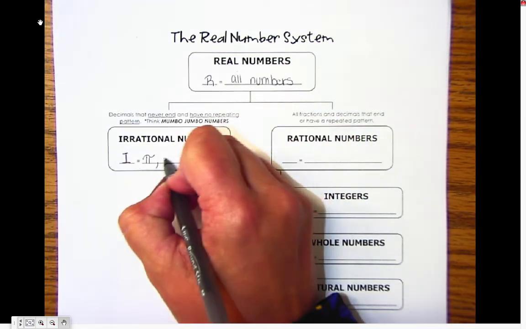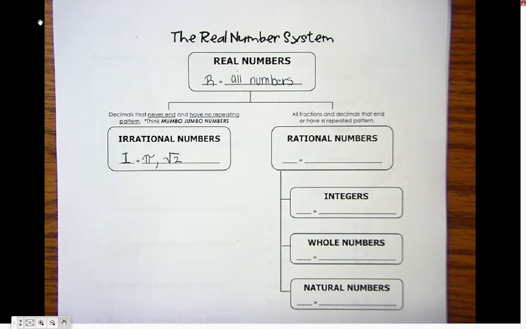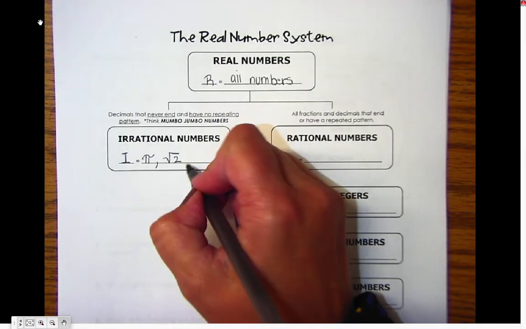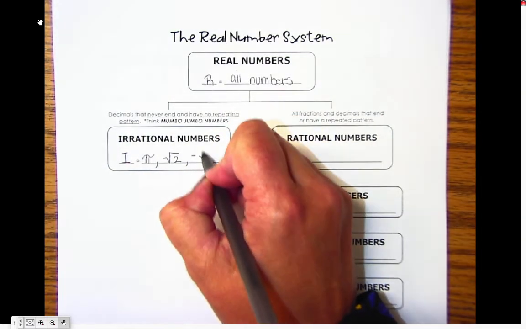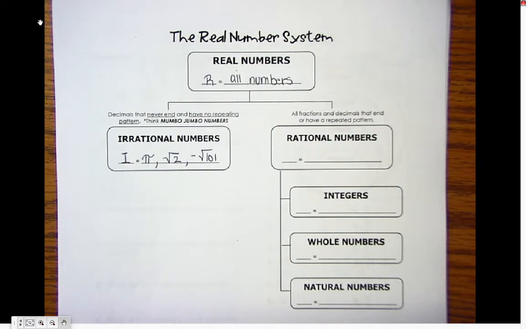Another example would be the square root of 2. Again, if you were to look at the square root of 2 in decimal form, if you were to type it into your calculator, you would get a decimal that never ends and never repeats. And then something like negative square root of 101 would also be another example of an irrational number.